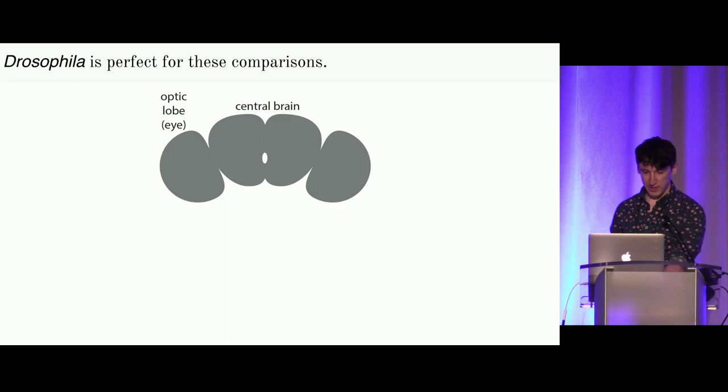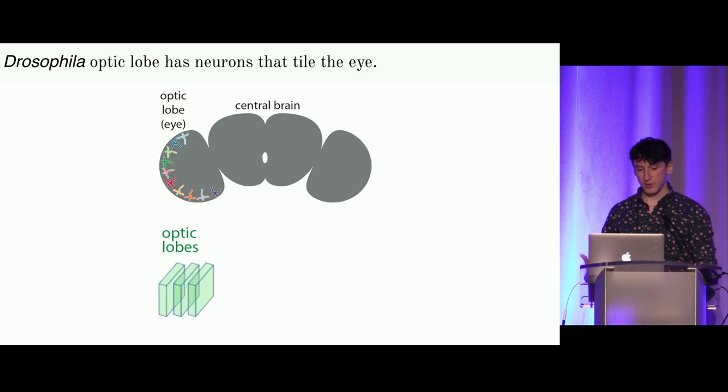So let me tell you briefly about the nervous system. Drosophila has two large optic lobes, which are analogous to the retina. Just like the retina, these optic lobes have neurons that tile the visual field. They have many layers of these. And if I were to model this in a neural network, I would model it like a series of convolutions.